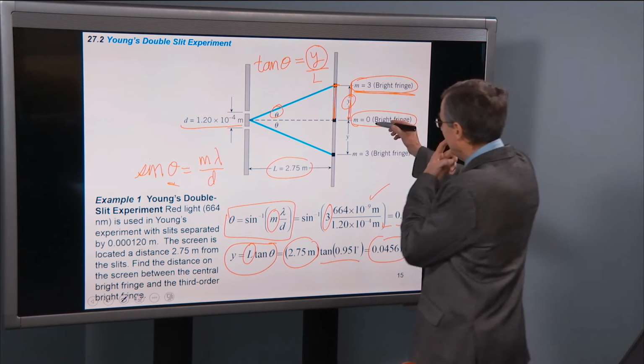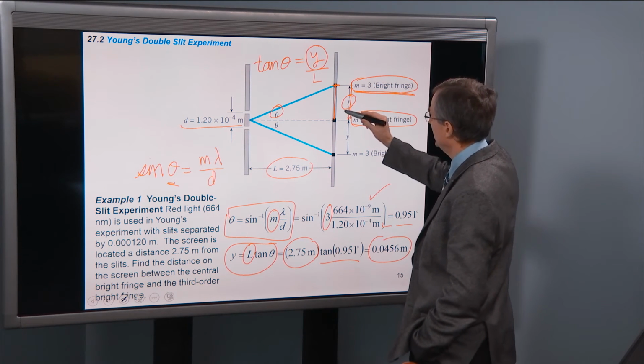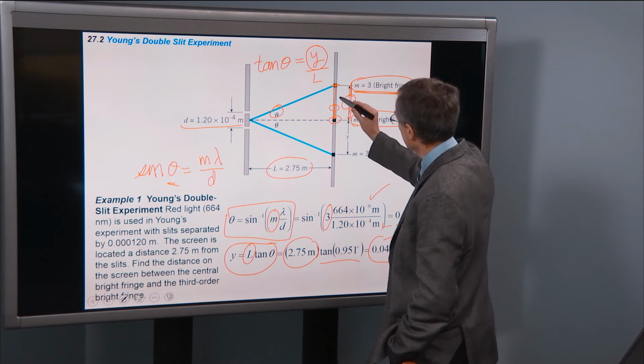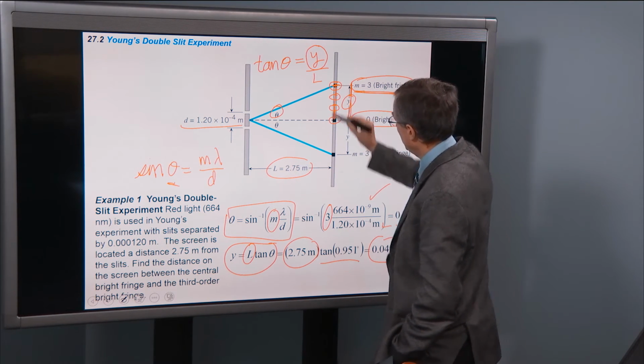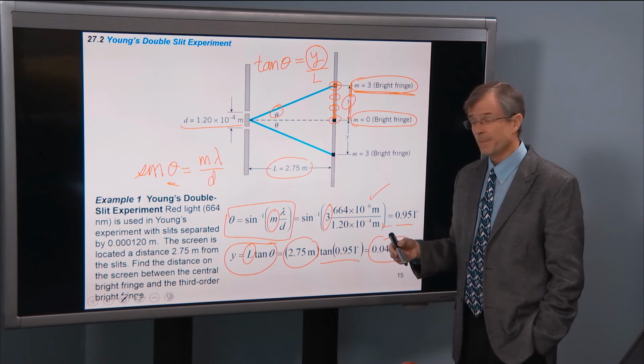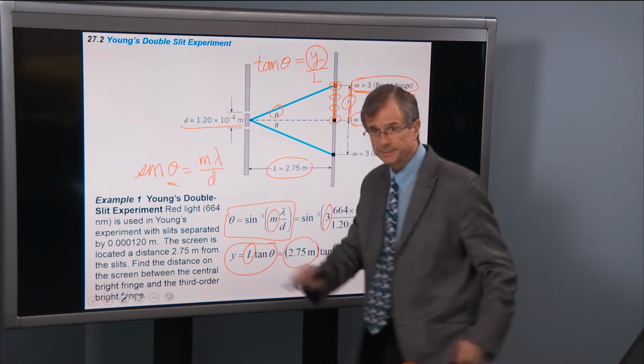So between here and here, we're going to have the m equals 1, m equals 2, and m equals 3 bright fringe. So there'd be a bright fringe here, m equals 1, m equals 2, and m equals 3, with a dark fringe in between each one of them, which we could have calculated as well if we wanted with the m plus 1/2.